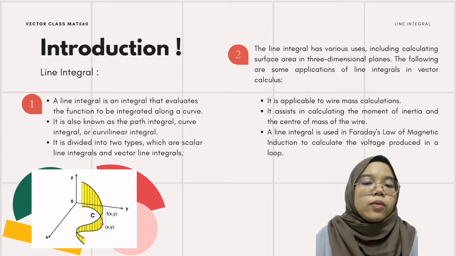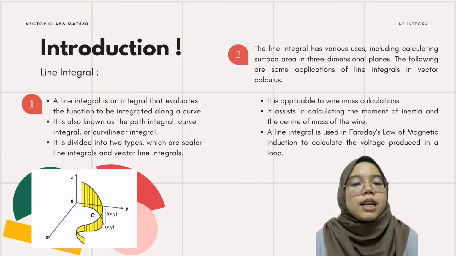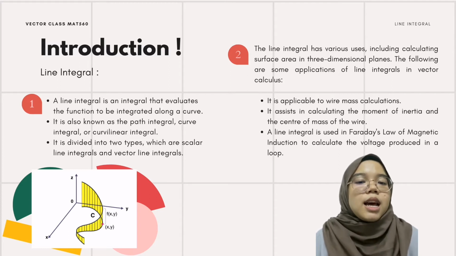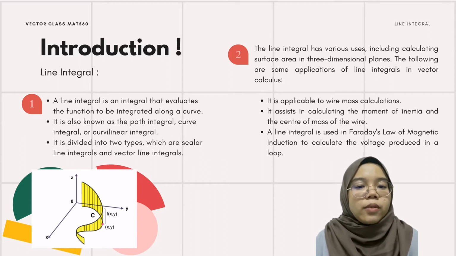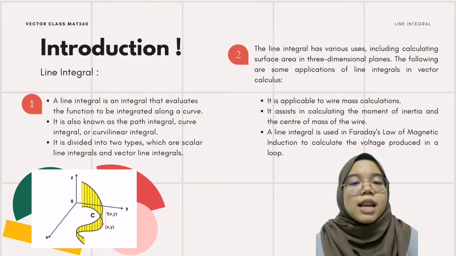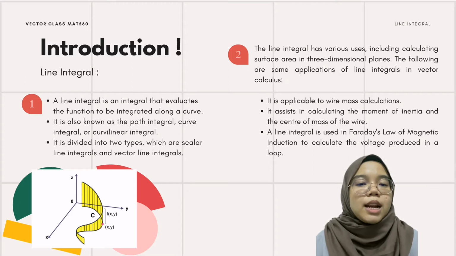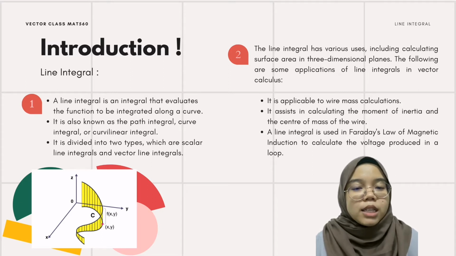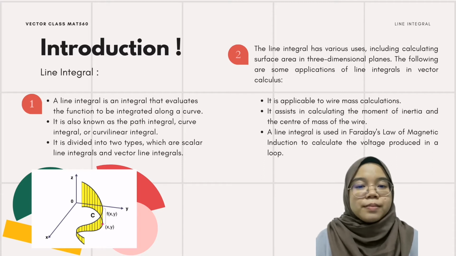The application of line integral in vector calculus is applicable to wire mass calculations. Second, it assists in calculating the moment of inertia and the center of mass of the wire. And last, a line integral is used in Faraday's law of magnetic induction to calculate the voltage produced in a loop.